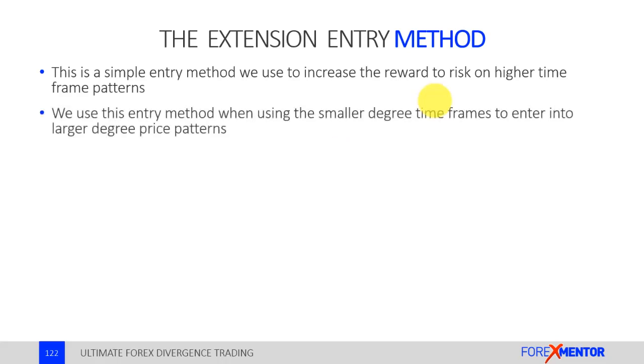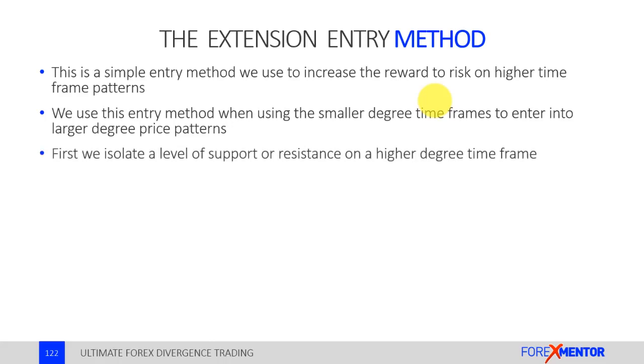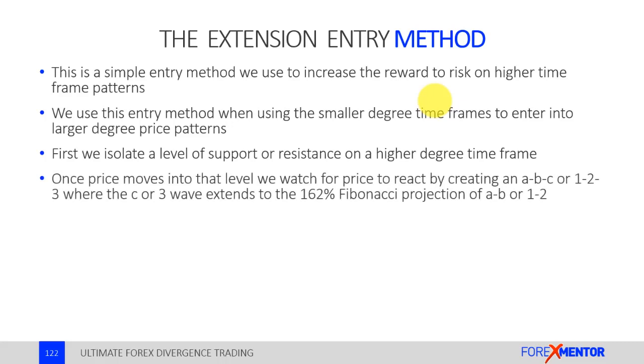We use this entry method when using the smaller degree time frames to enter into larger degree price patterns. First, we isolate a level of support or resistance on the higher degree time frame. Once price moves into that level, we watch for price to react by creating an ABC or a 1, 2, 3, where the C or three-wave extends to the 162% Fibonacci projection of AB or 1, 2. We enter as soon as the 162 level is hit.